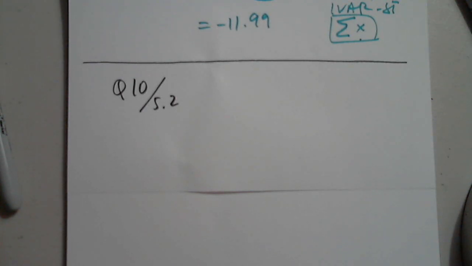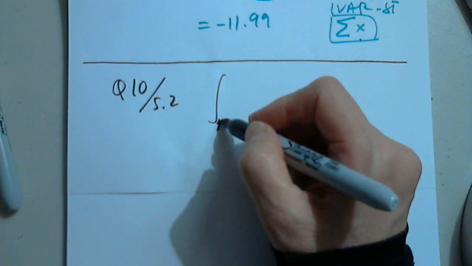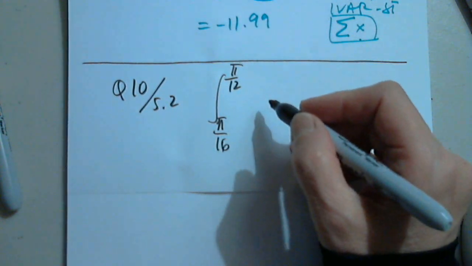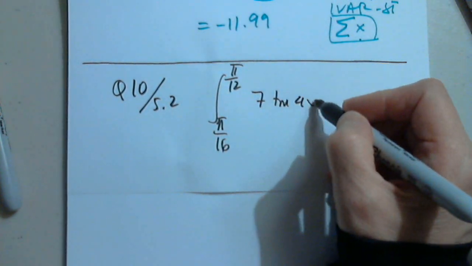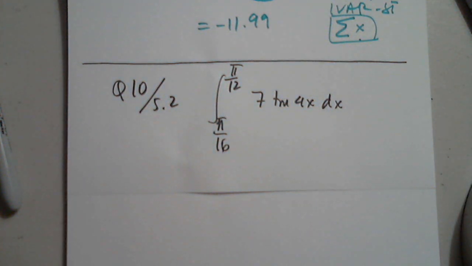Question 10. Okay, so they're giving us the rule. Okay, we know that's one of the properties. Yes, they're showing us the property again. Yes, that's fine. Use this property to estimate the value of the integral. So we have the integral from pi over 16 to pi over 12 of 7 tangent 4x dx. So they want us to, I see.